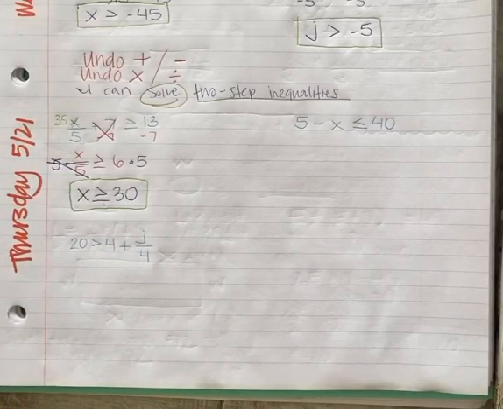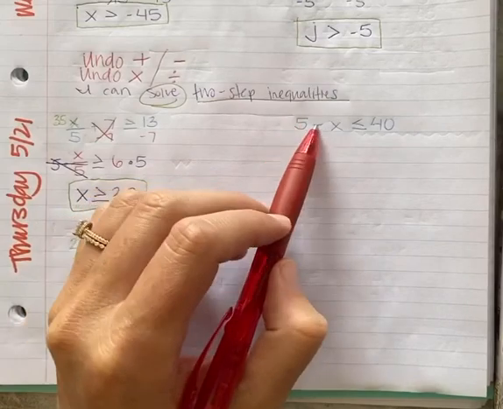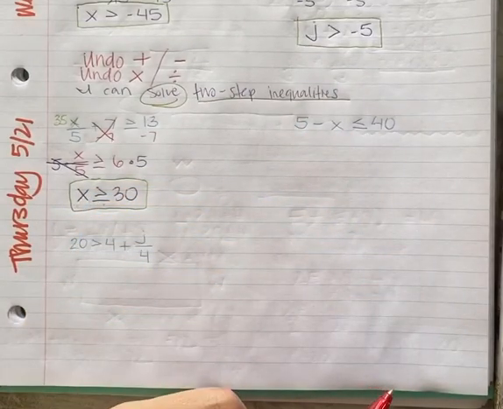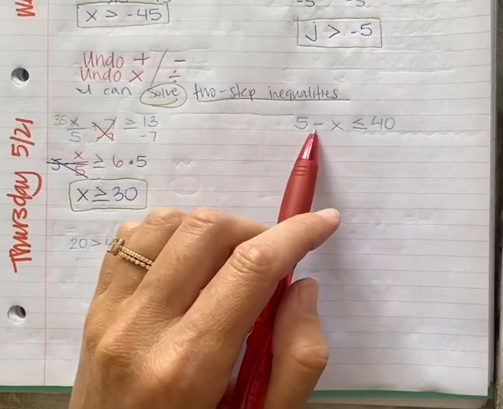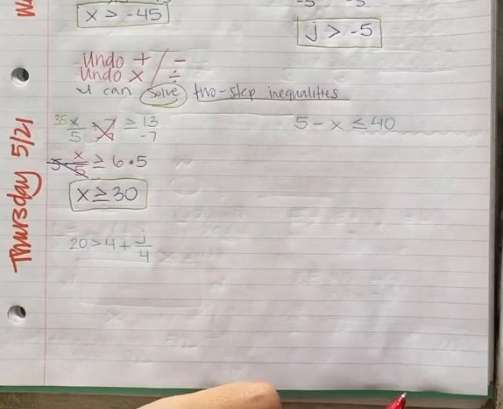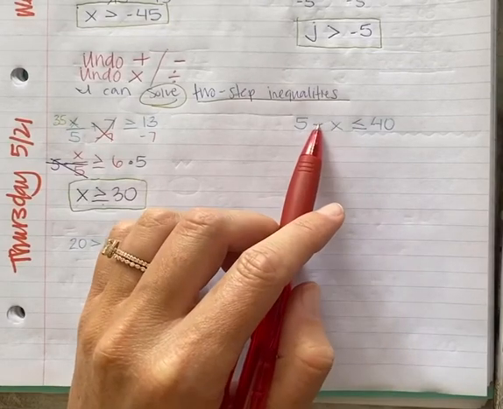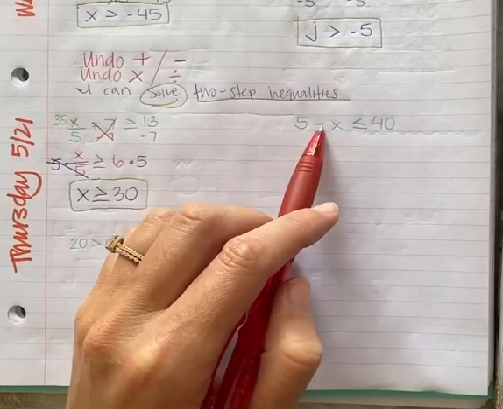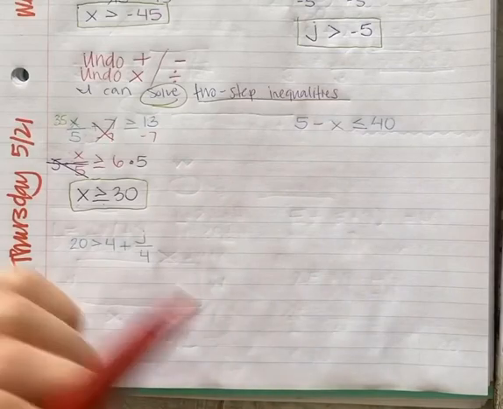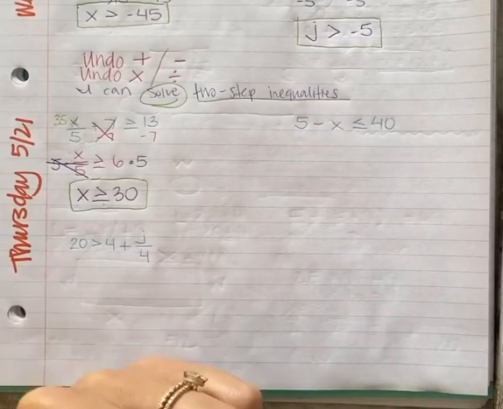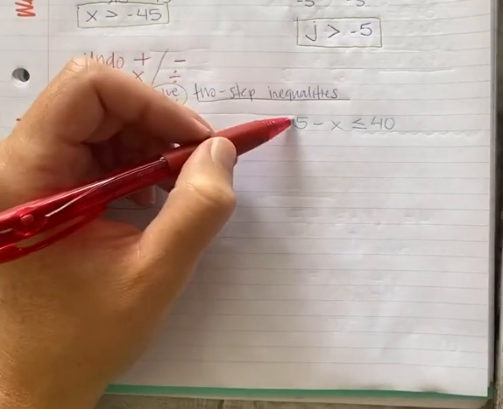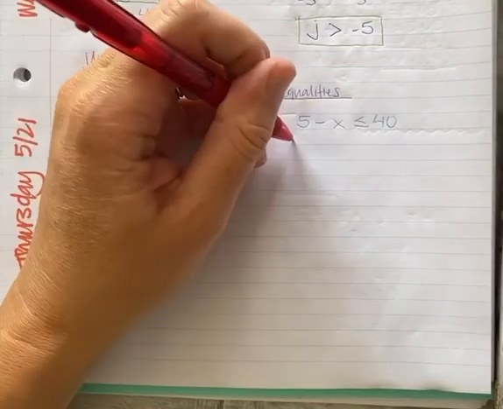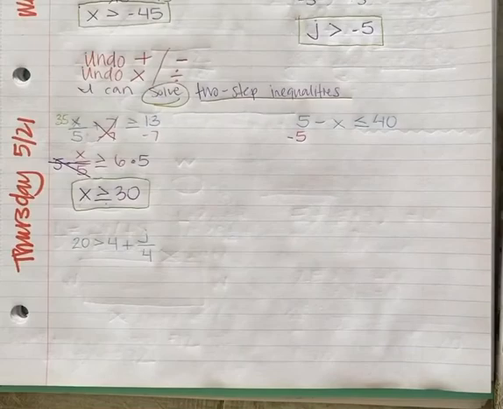Let's move on to our second example. 5 minus x is less than or equal to 40. Sometimes I don't like to deal with the subtraction. So if I wanted to, I could change this to adding the opposite. So this could be a 5 plus a negative x if we wanted to. But something else we can just know is that this 5 is a positive 5. So what's the opposite of positive 5? Negative 5. So you can also treat it like that.